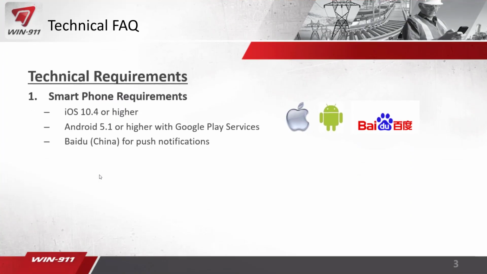All right, so some technical requirements here. The smartphone app requires iOS 10.4 or higher, Android 5.1 or higher, and you have to have the Google Play services enabled on that. And then in China, for push notifications, they use Baidu.